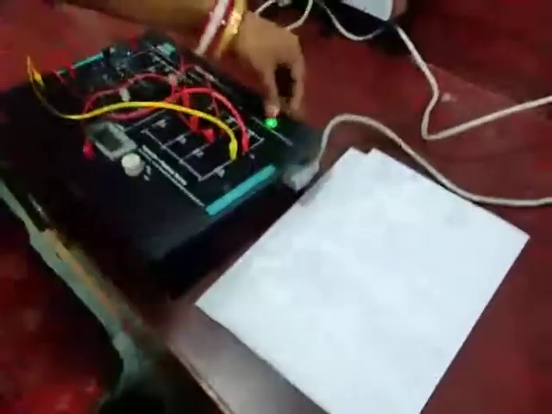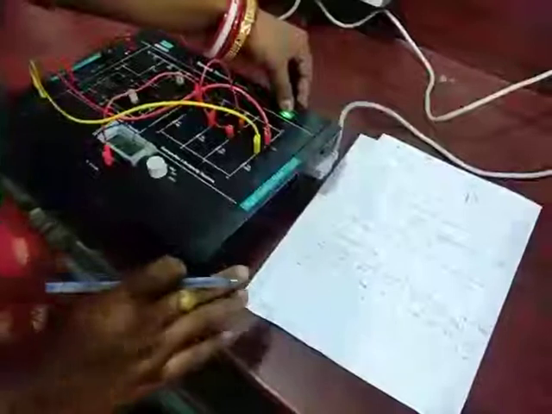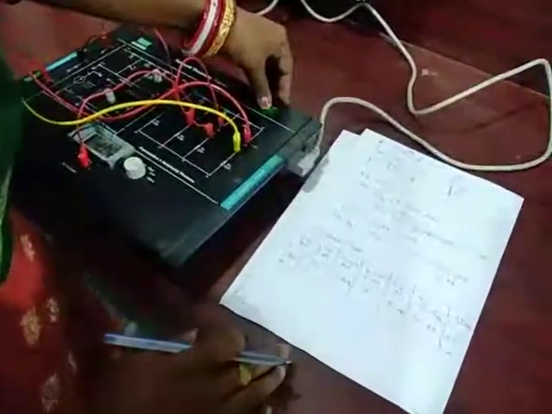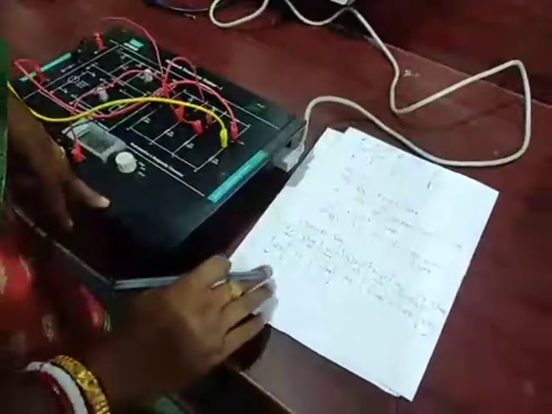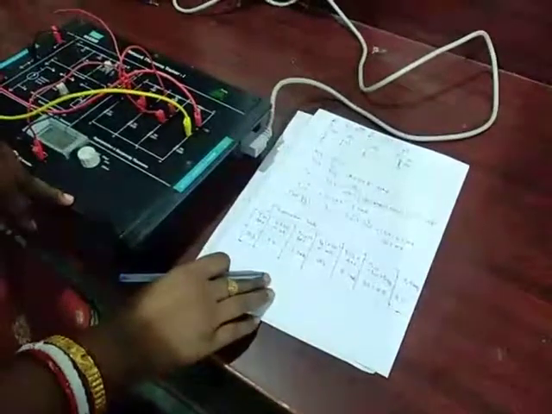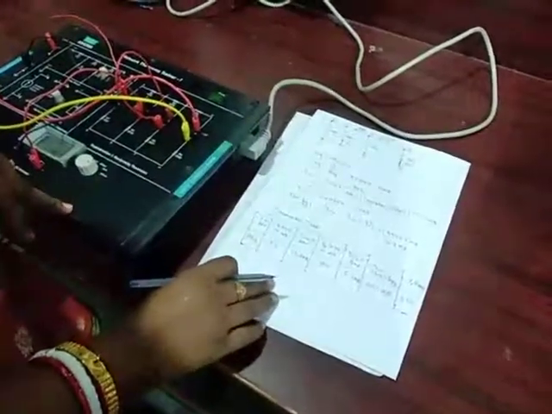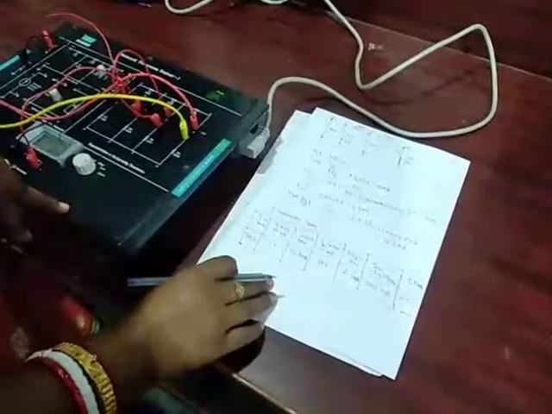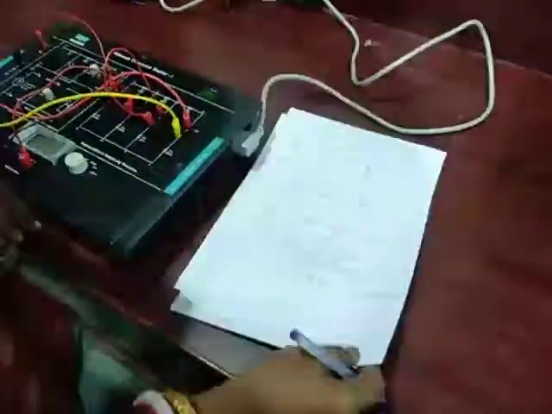Now, this is the experimental observation table. Through the experiment, you calculate the value of current flowing through CD by considering each of the sources separately and by considering both sources. Next, we go for theoretical calculation. How do you proceed for theoretical calculation?